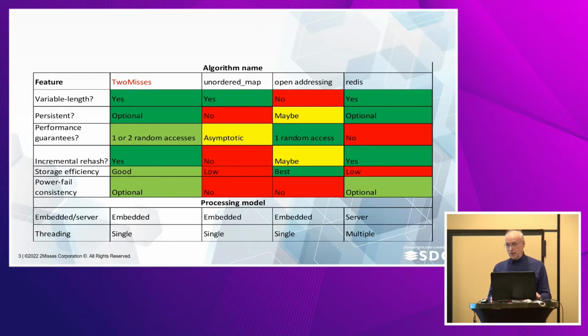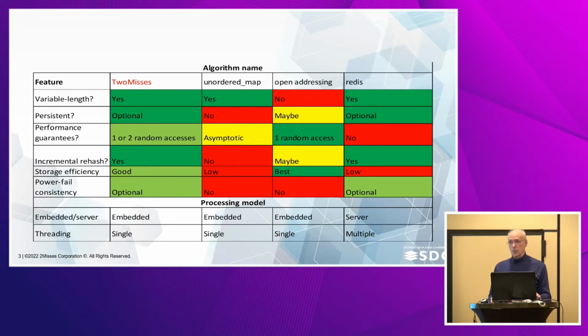And then there's the Two Misses algorithm. It is variable length, but it's variable length in a different way than any other previously existing variable length handling hash table, and I'll describe that in the upcoming slide. Persistence is optional. There's a DRAM version, and then you can have it on a storage device. There's one or two random accesses guaranteed to any record in a file of any size. That's something that the other variable length capable hash tables cannot provide. It does have incremental rehashing. The storage efficiency is good.